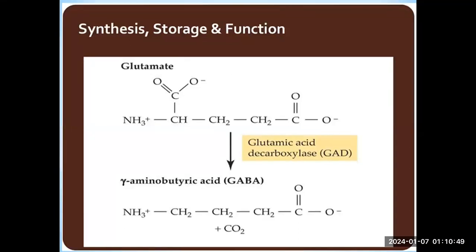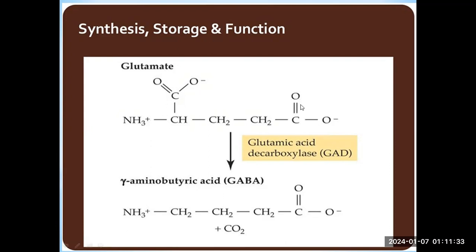Synthesis, storage, and function. It is synthesized from glutamate by glutamate decarboxylase. Right here, you can see the carbon dioxide which is released, and butyric acid. This is glutamic acid. Glutamic acid is a dicarboxylic acid. One carboxyl is attached to the alpha carbon, which is also attached to another carbon, and there is an extra carboxyl group.